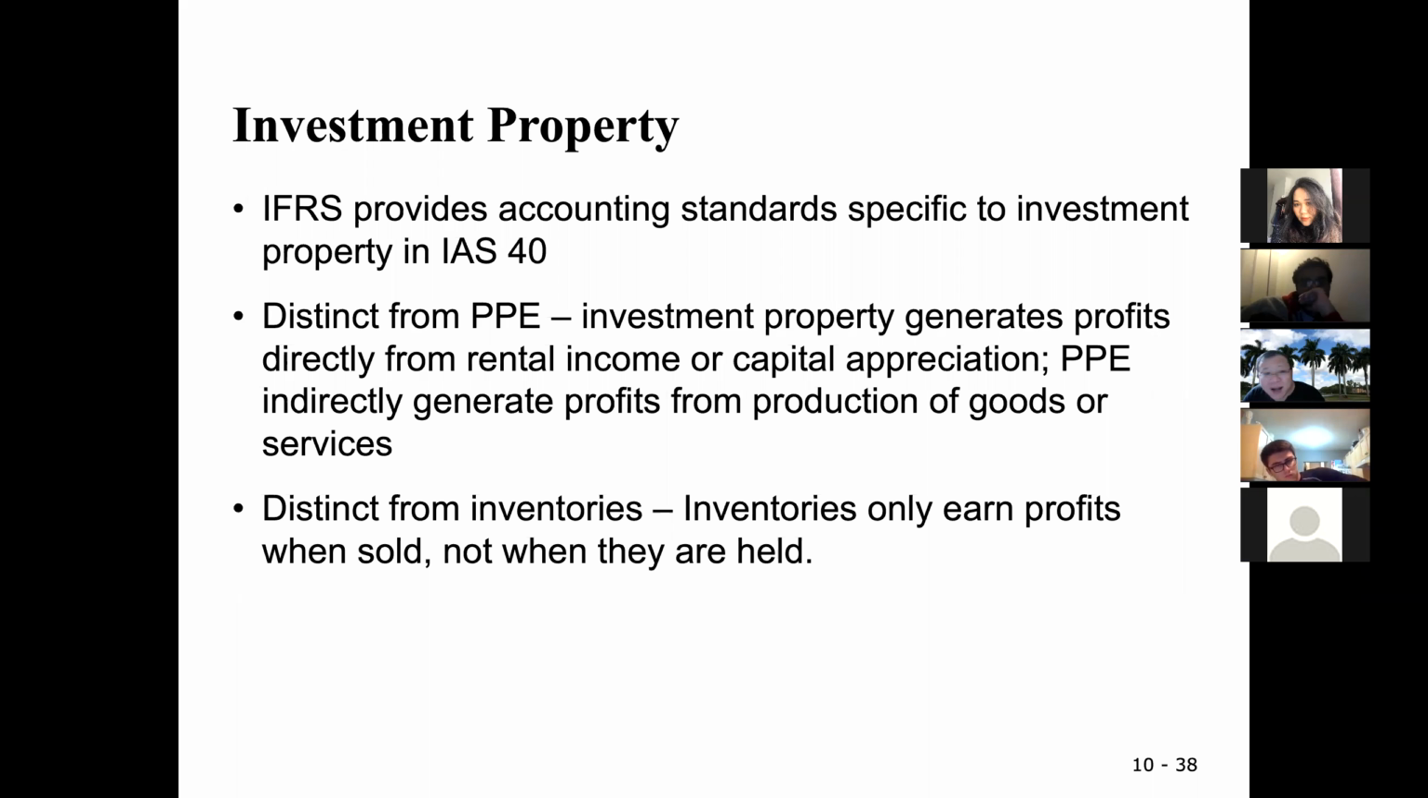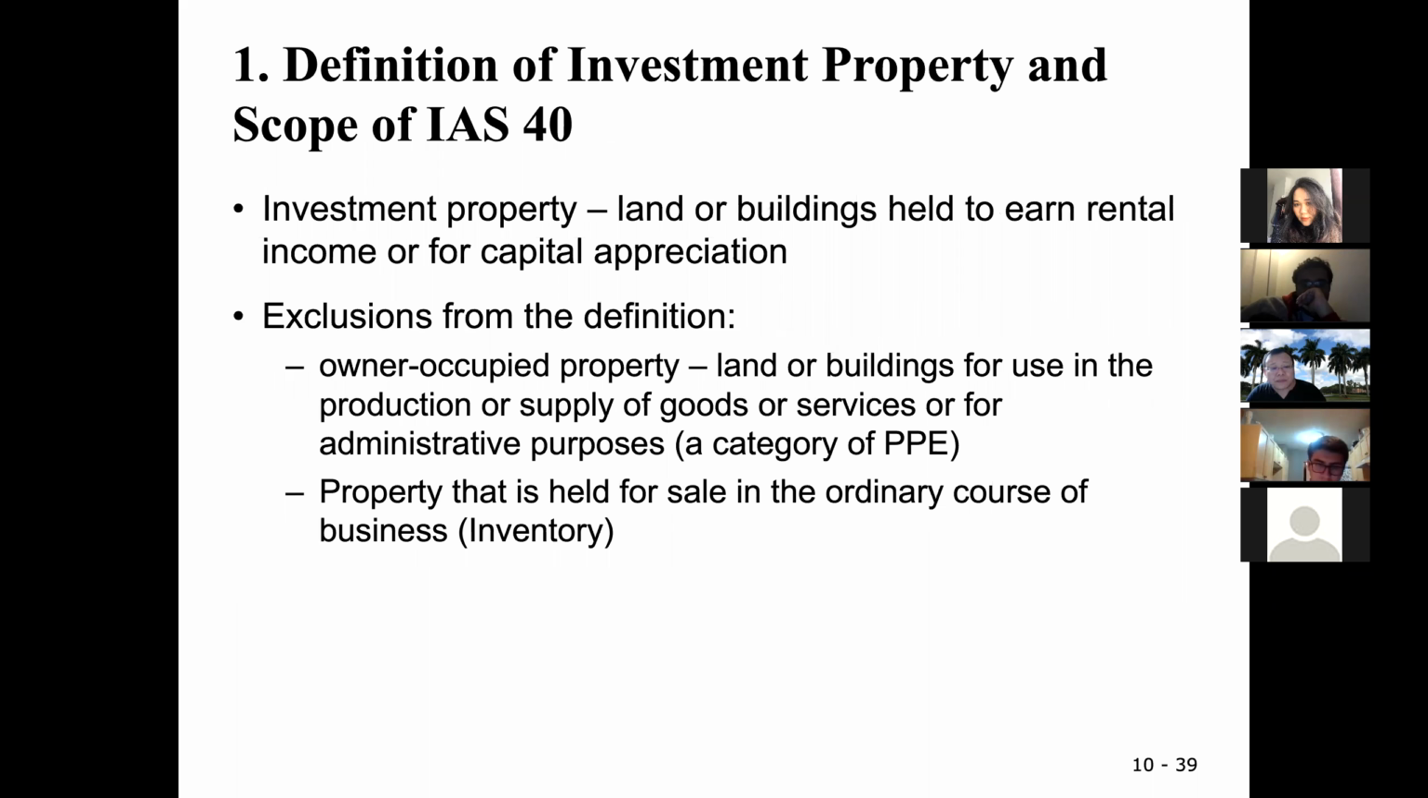Investment properties are those assets that generate profits directly from rental income or capital appreciation. Those are the investment properties, and this is dealt with in IAS 40. They could be land or buildings. When you rent it out, you get revenues from the renters. When you sell it, you get capital appreciation. So those are the features of investment properties.